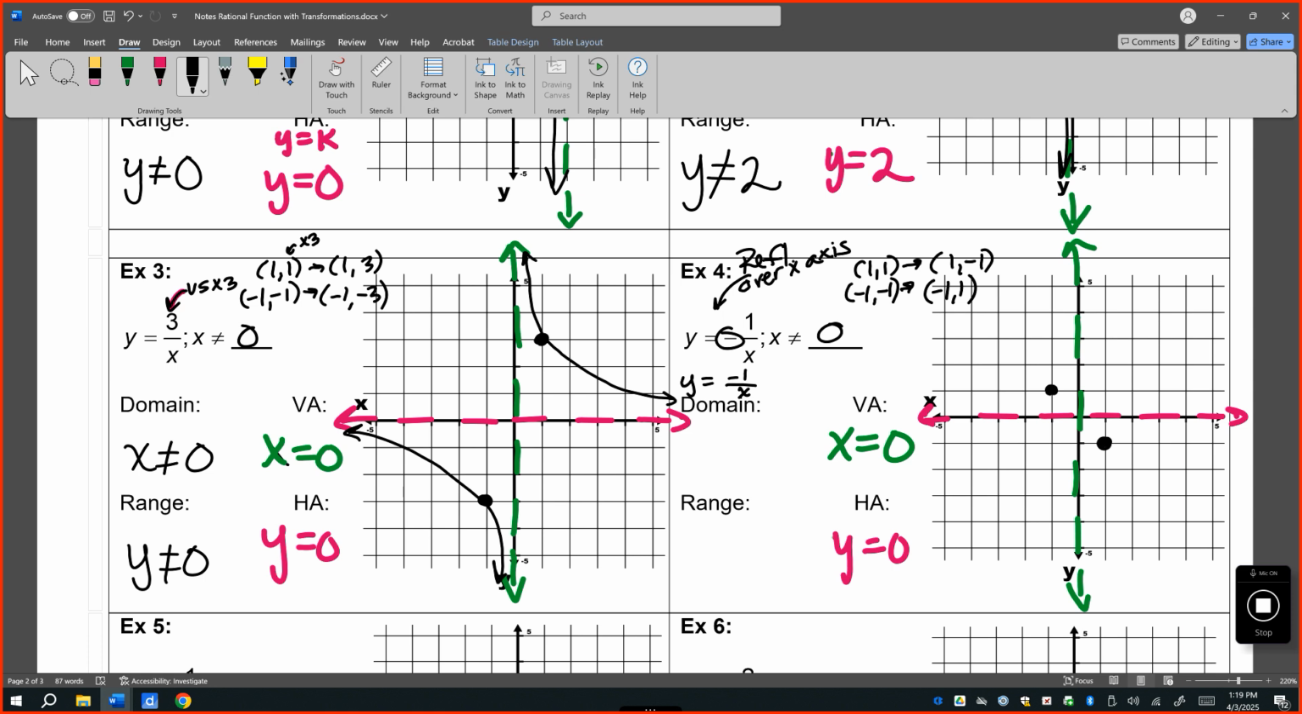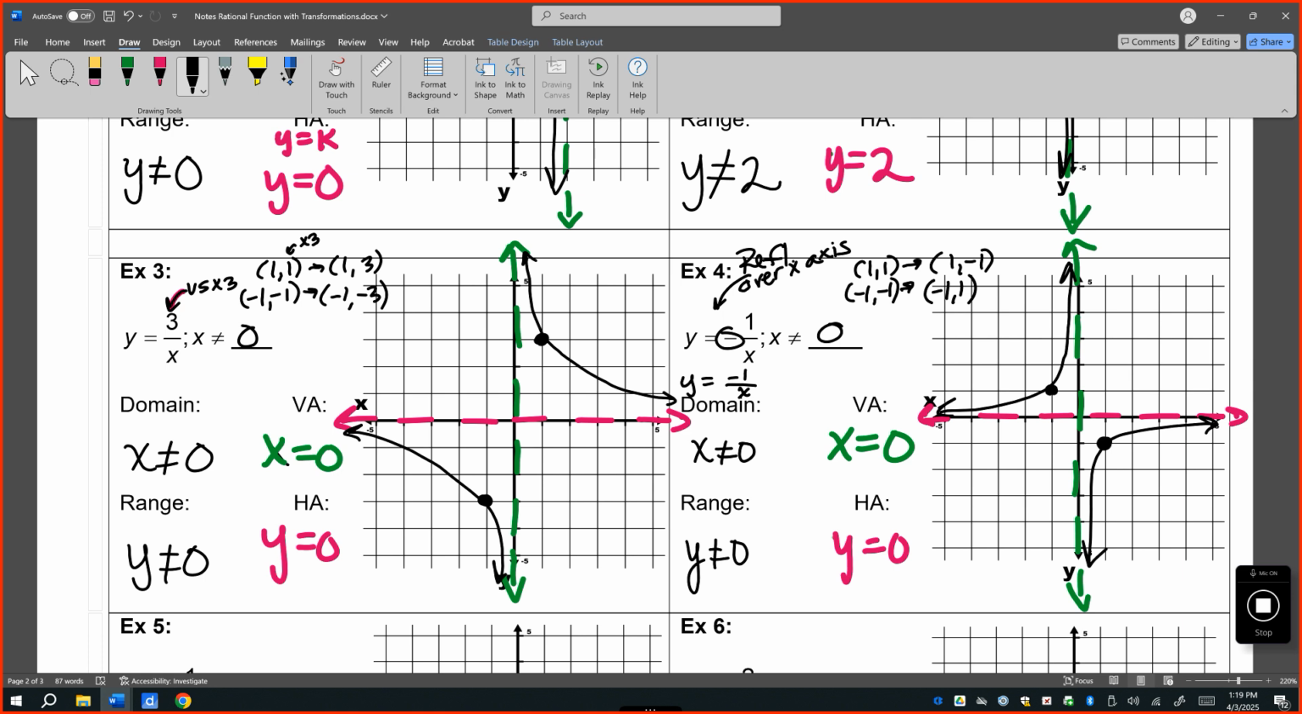So do you see how those points just kind of flip the quadrants that they're in? Okay? That's how we get a reflection. We just reflect those branches, okay? And then x can't equal 0, y can't equal 0.